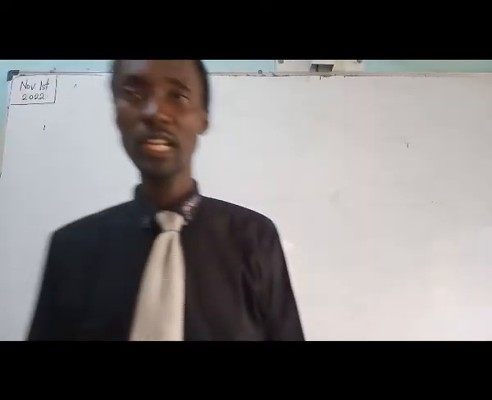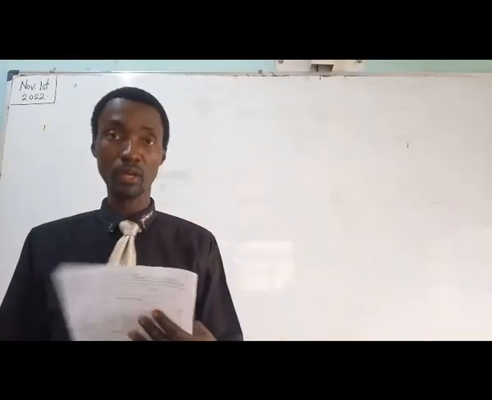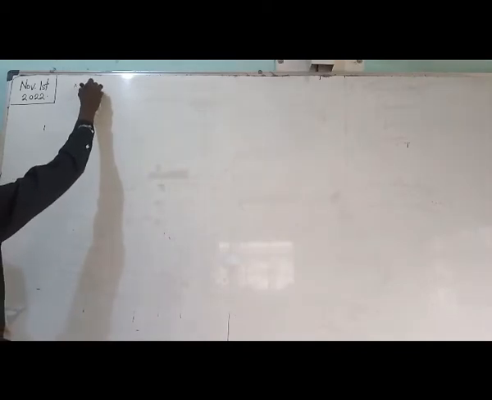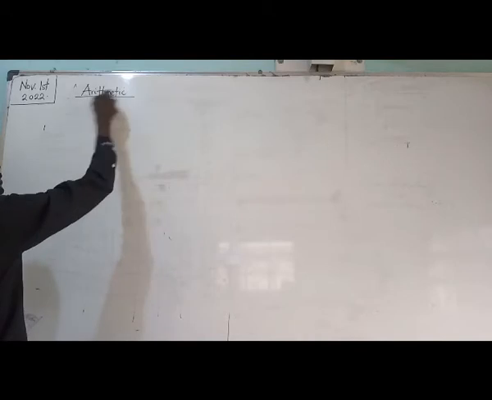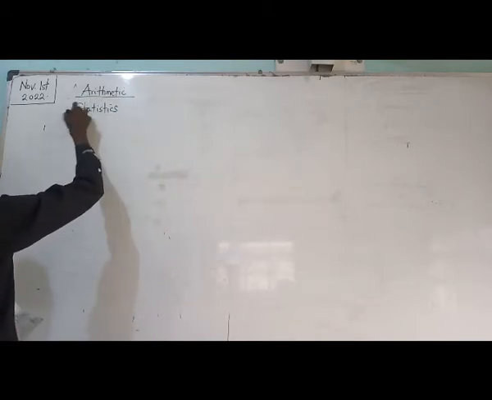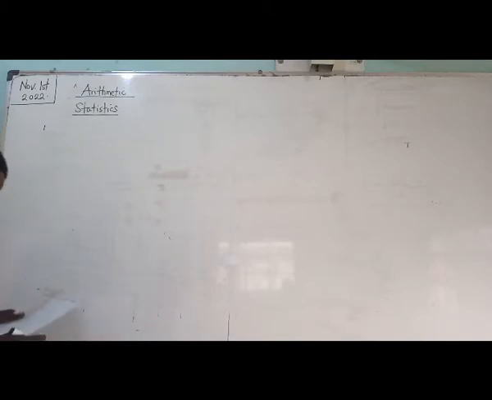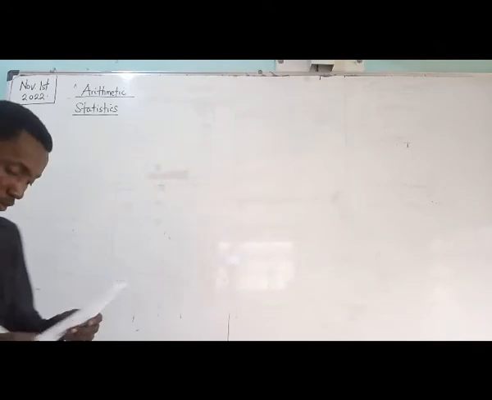Right, so let's quickly look at the OBJ test, and we'll just pick a few of the questions. It says in question 19 of the OBJ, still looking at arithmetic, and we're looking at statistics, and we look at question 19. It says, find the range of the following set of numbers.